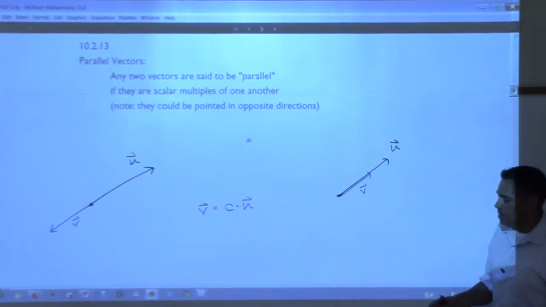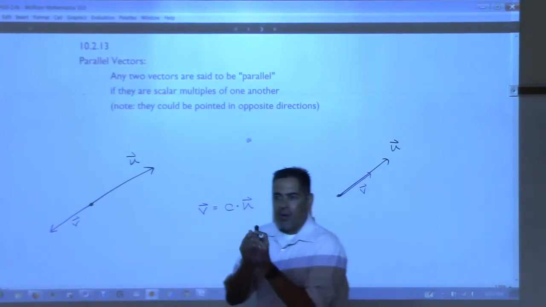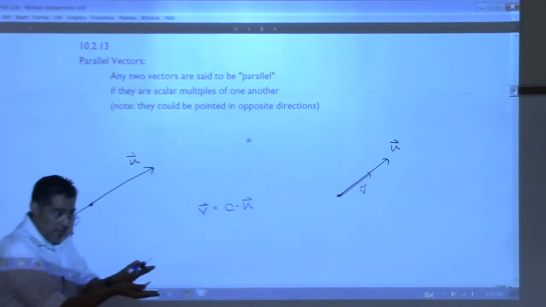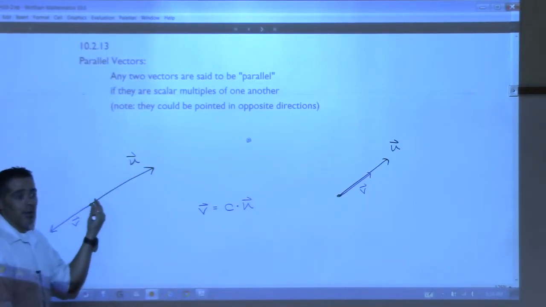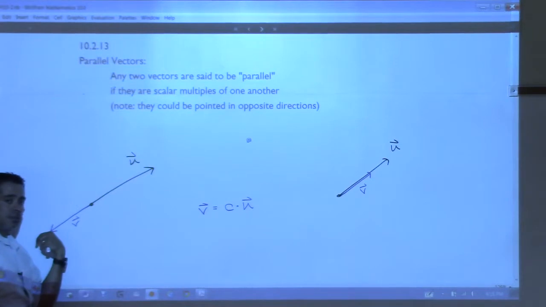The only time you're not parallel is if you don't have the same direction, right? I shouldn't say that. Yeah, there's not an easy way to say that, is there? The only way to be parallel is if you're a scalar multiple. I mean, that's the easiest way to say it. You're either pointed in the same direction or you're pointed in the opposite direction.